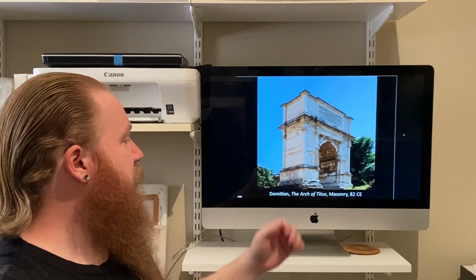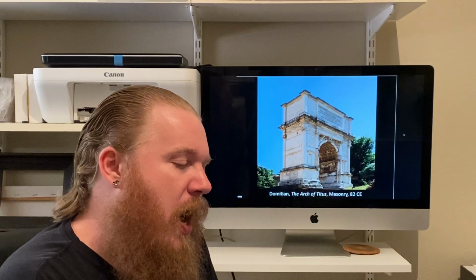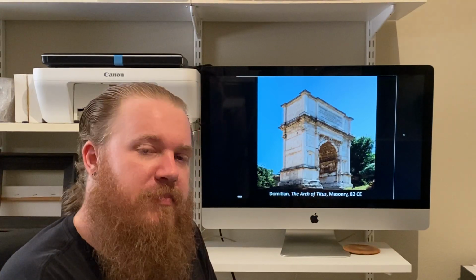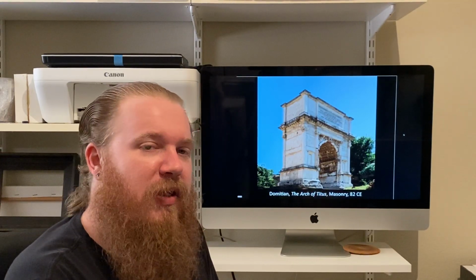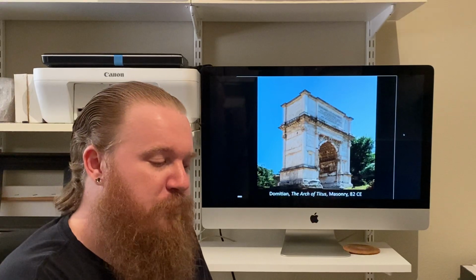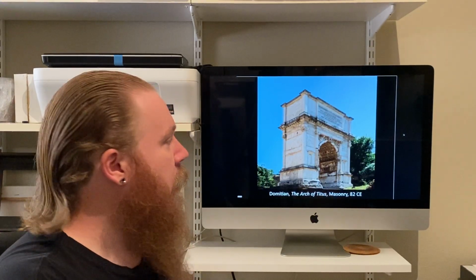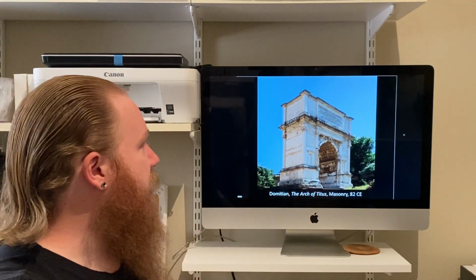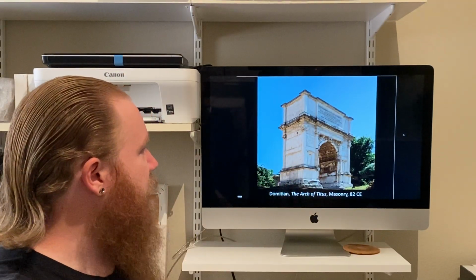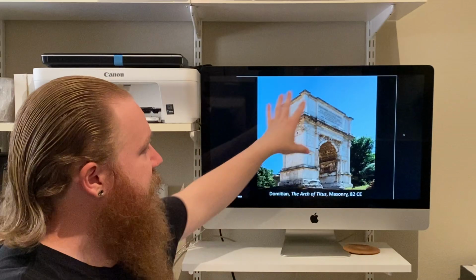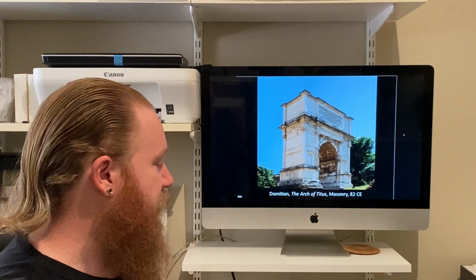So here we can see the Arch of Titus, which was built by the Emperor Domitian to commemorate the military exploits of his brother, the Emperor Titus, who had died fairly young. But here we see it as it appears today, although originally it would have been covered in decorative sculpture and all kinds of things like that.